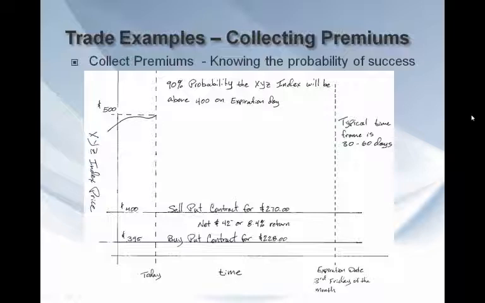What I have drawn here is a typical options trade where a premium is collected at the beginning of the trade, and then the risk is monitored as the trade progresses. Let's assume that an index is currently at a value of 500. The analysis of the index shows that there is a 90% probability that the index price will be above the 400 price level on options expiration day, which is the third Friday of the following month, or about 6 weeks away. Sell a put contract that is centered at the 400 price level.